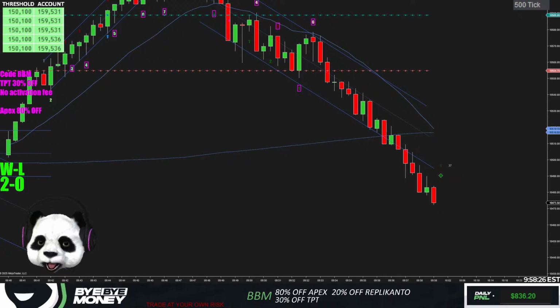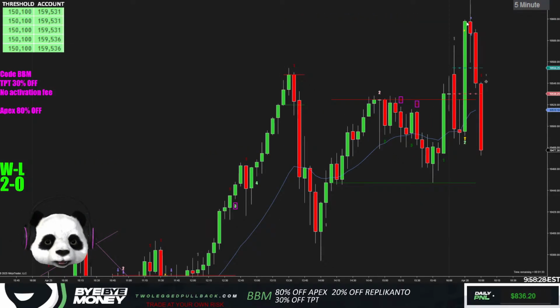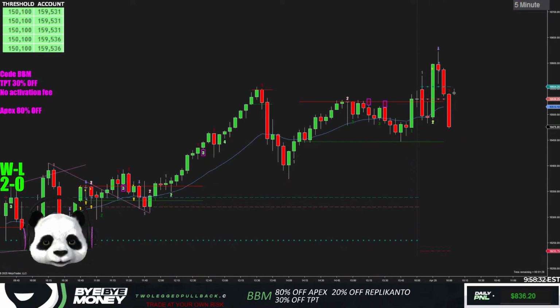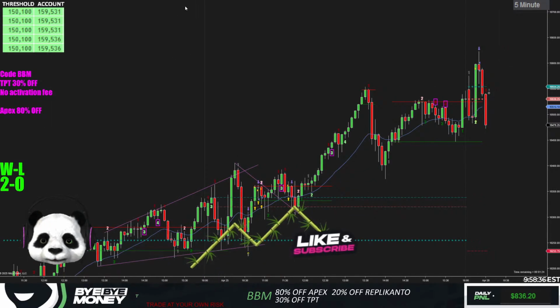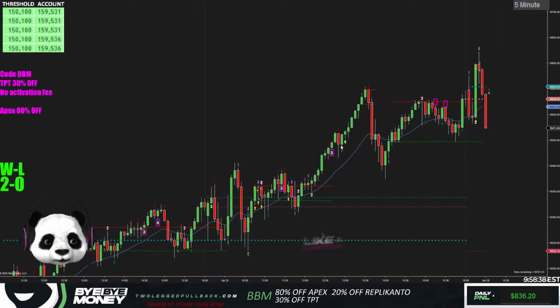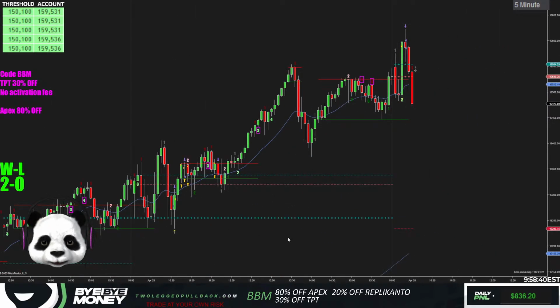This could be a morning reversal type day on the 5-minute. Strong bull move, morning reversal, and then downtrend the rest of the day. That could be possible. It could absolutely be possible today.